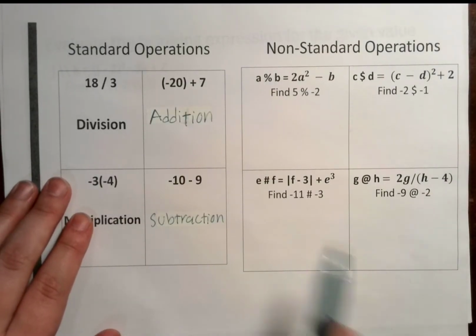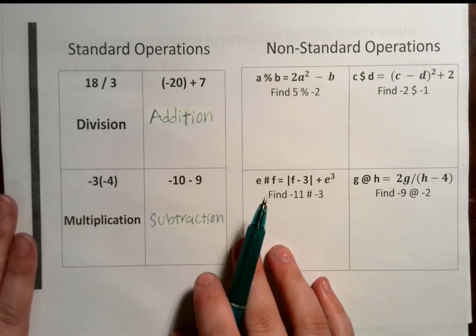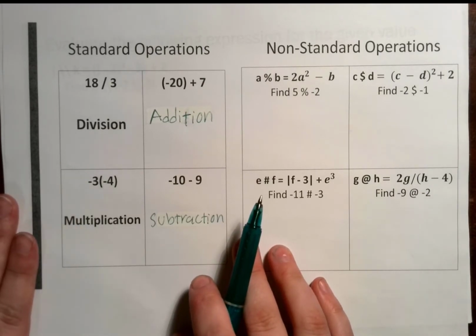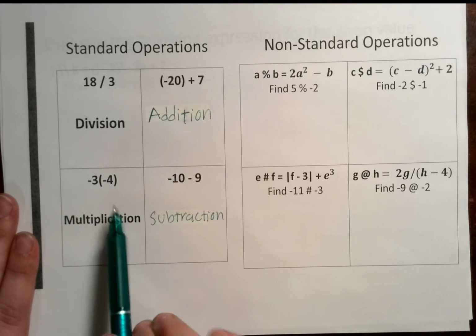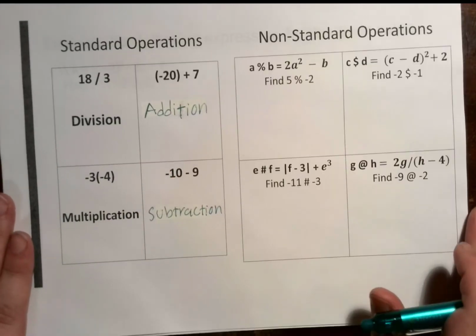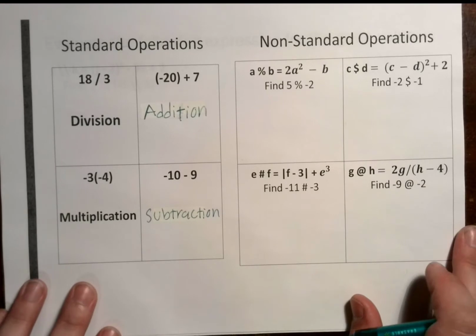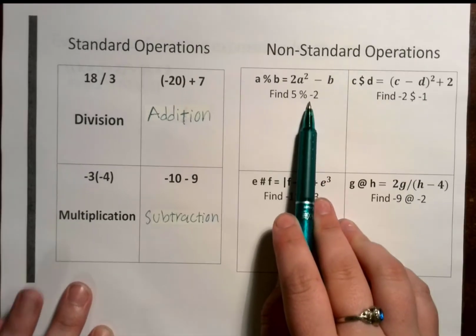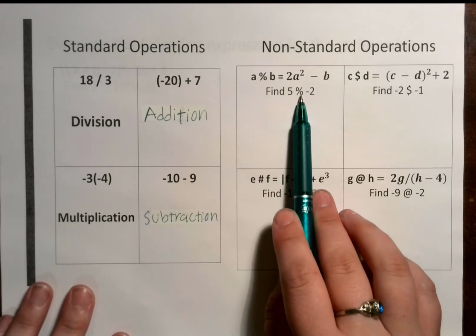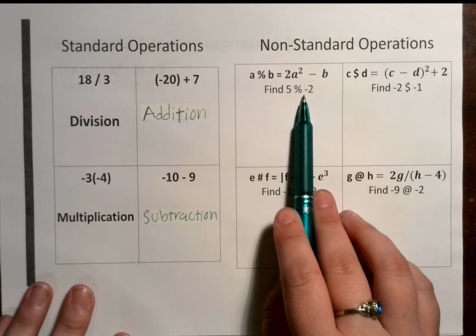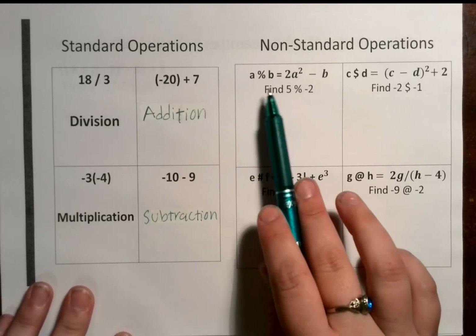Right, so we've been looking at evaluating operations using standard operations of division, addition, multiplication, and subtraction. Well, we're going to look at some non-standard ones. These are just very simple symbols that are basically taking the place of an operation.